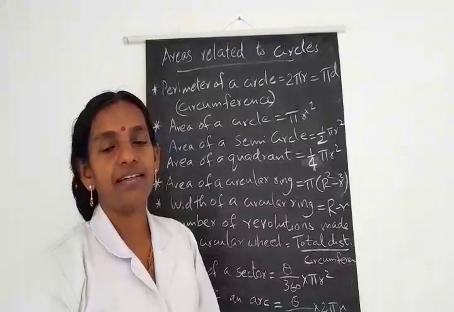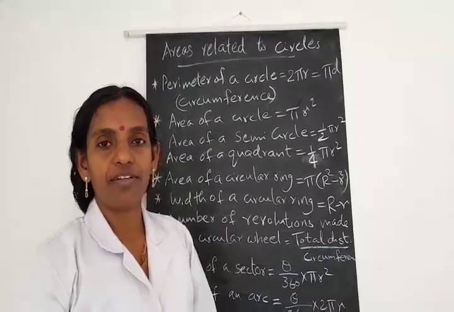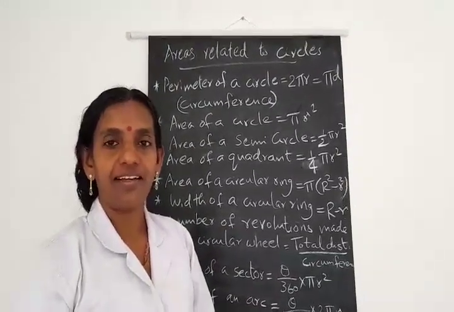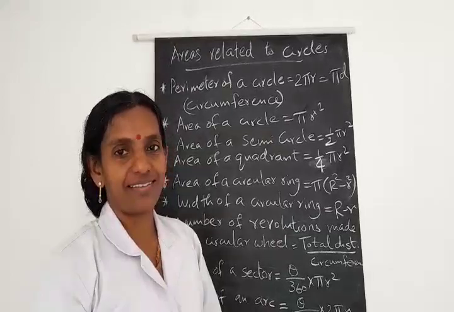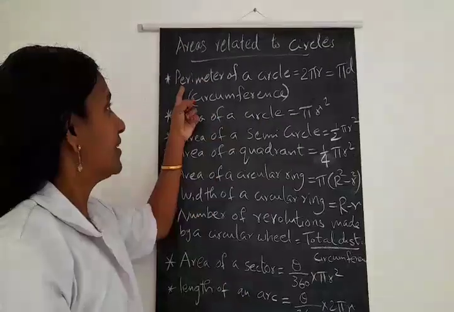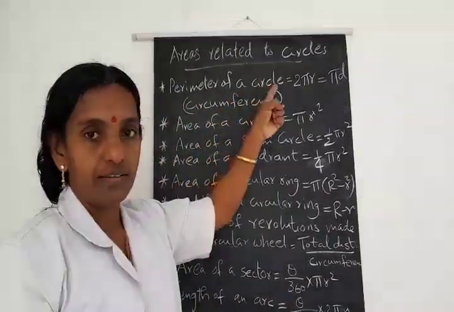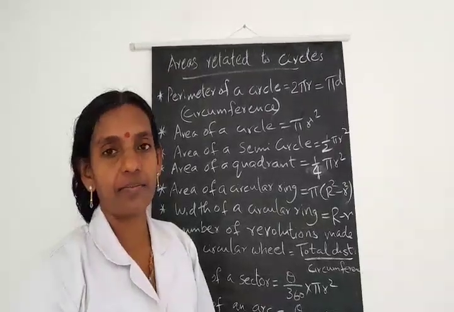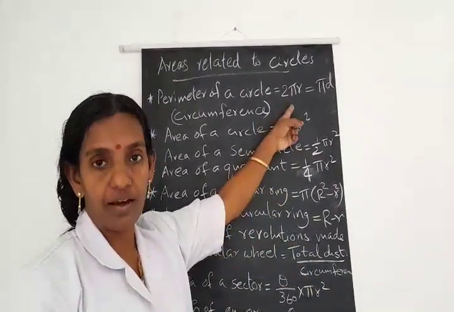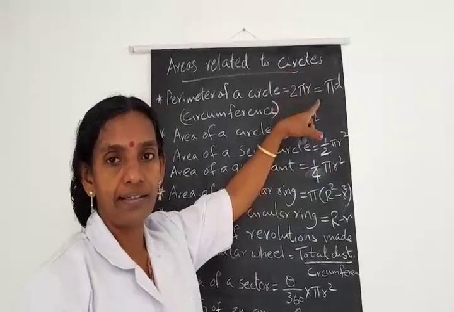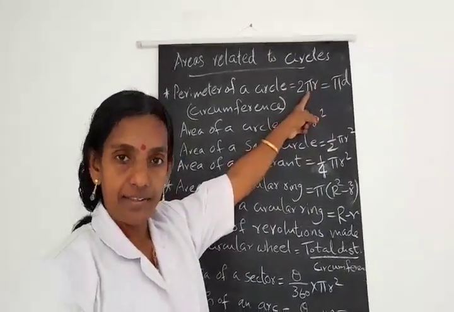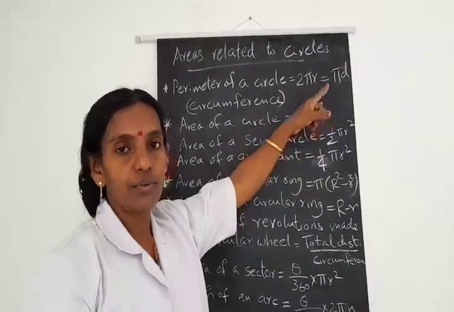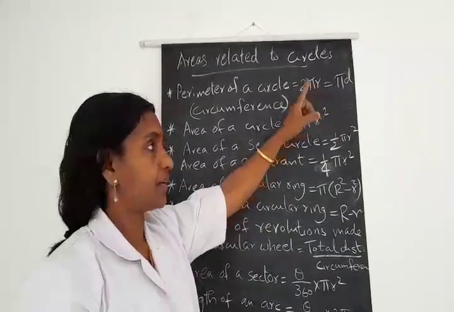Now we can see the different formulas that we have discussed in the chapter Areas Related to Circles. Okay, the first one is perimeter of a circle, that you have already studied from lower classes. Perimeter of a circle equals 2 pi r, that is equal to pi d. r means the radius of the circle, d is what? 2 into radius, means diameter.